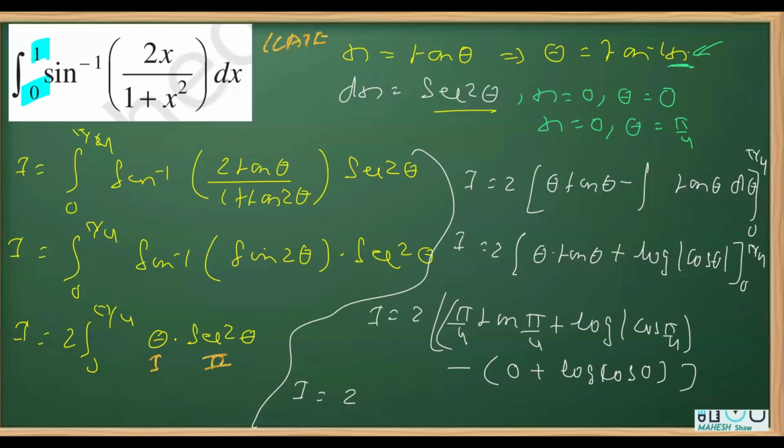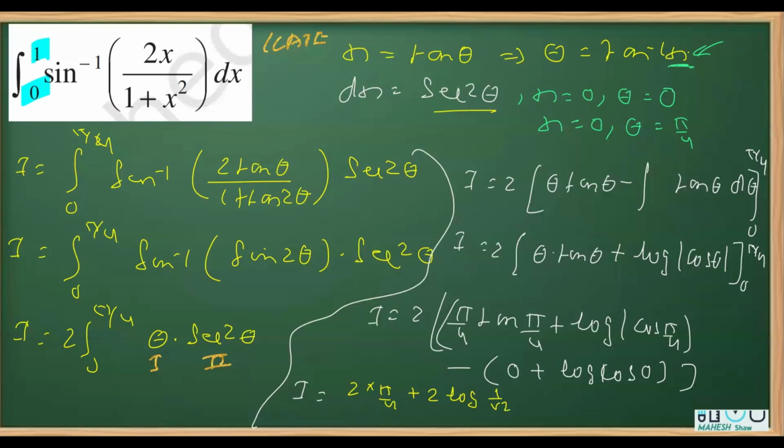Now check here, I is equal to what? If I open this bracket, this 2 will be multiplied, so 2 into pi by 4, plus 2 multiplied by log of cos pi by 4, which is 1 over root 2, minus 2 into 0, which is 0, plus log 1, and log 1 is 0. So we don't need to write anything here.